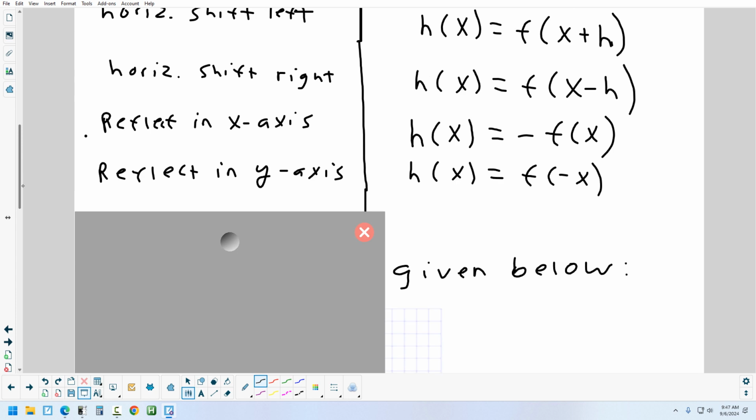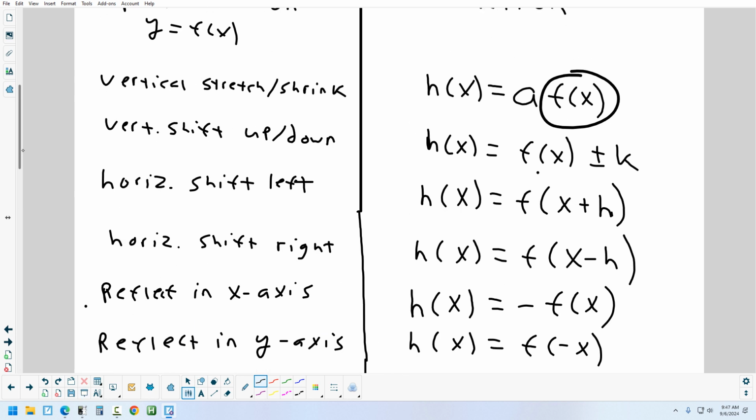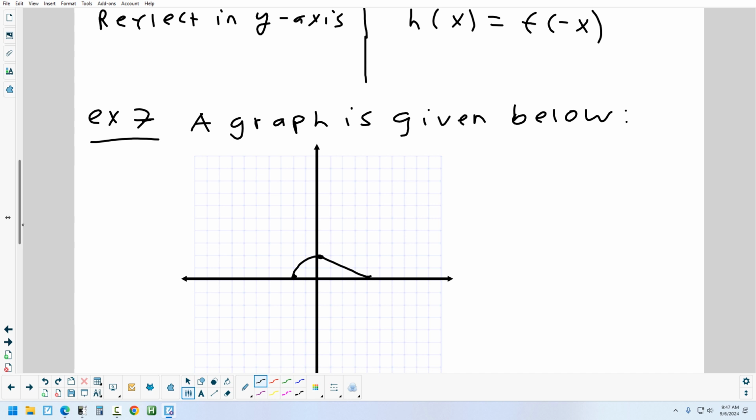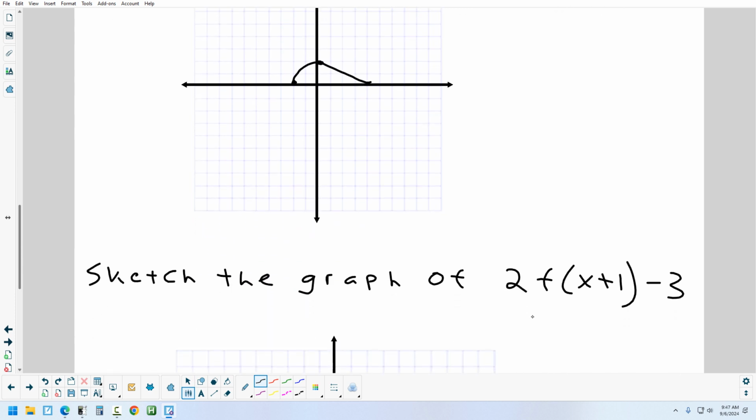So let me show you the kind of question you could see. I'm not going to give you a formula in this one. I'm just going to give you an image. That's the image I'm going to give you. That's my f of x. What I want to do is take that picture and do this to it.